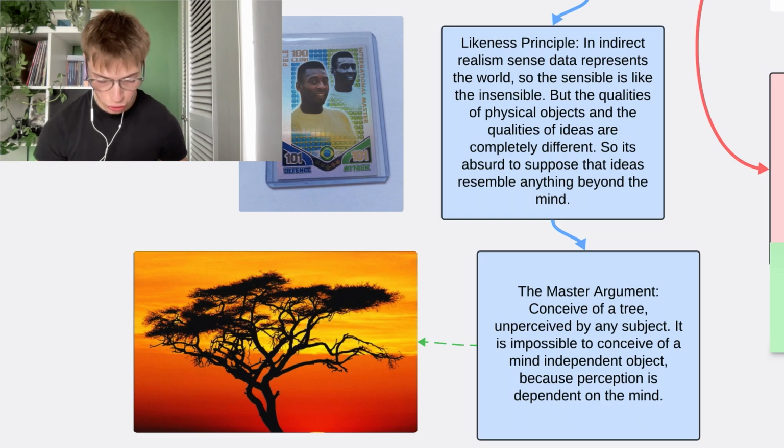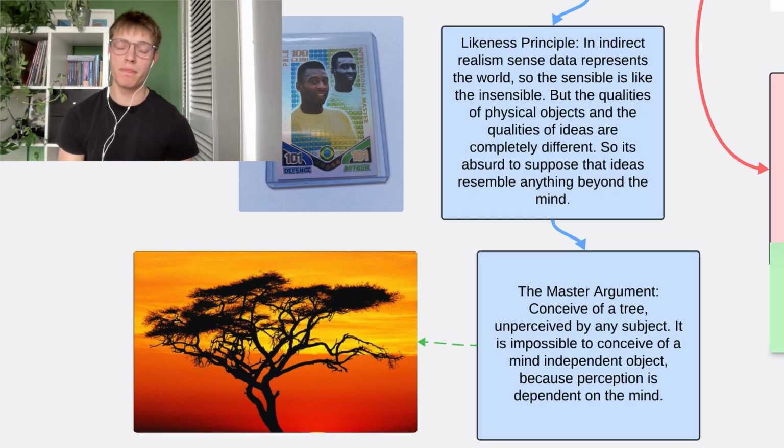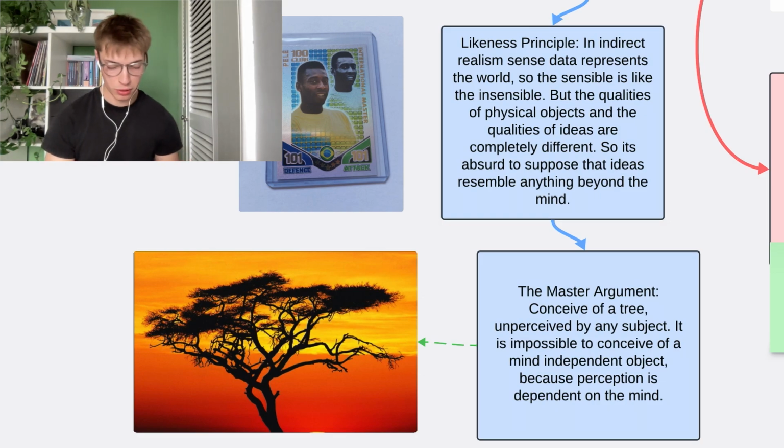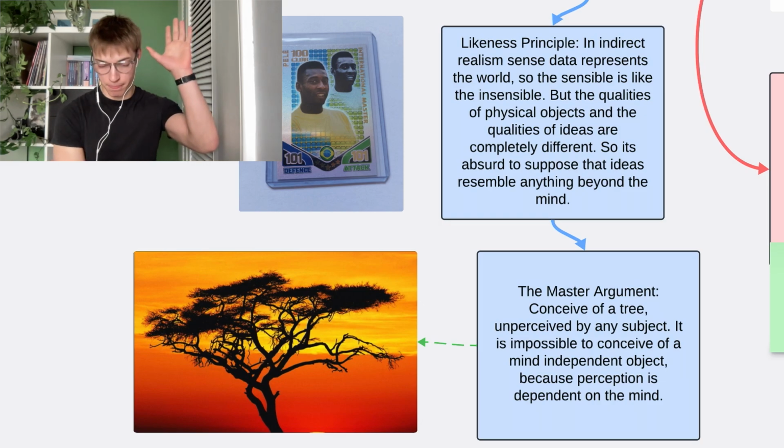Next, we move on to the master argument. Now, the master argument, you are asked, or we can ask ourselves, to conceive of a tree unperceived by any person.